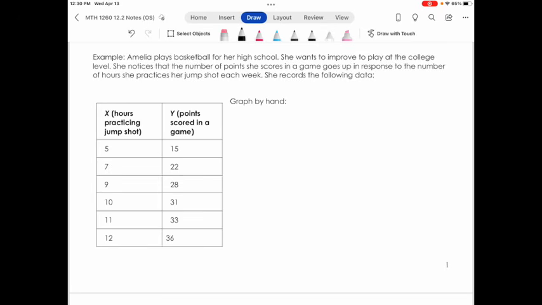For the second example, it says Amelia plays basketball for her high school. She wants to improve to play at the college level. She notices that the number of points she scores in a game goes up in response to the number of hours she practices her jump shot that week.